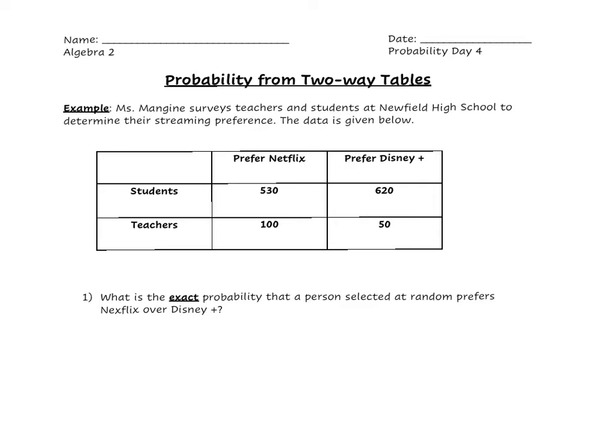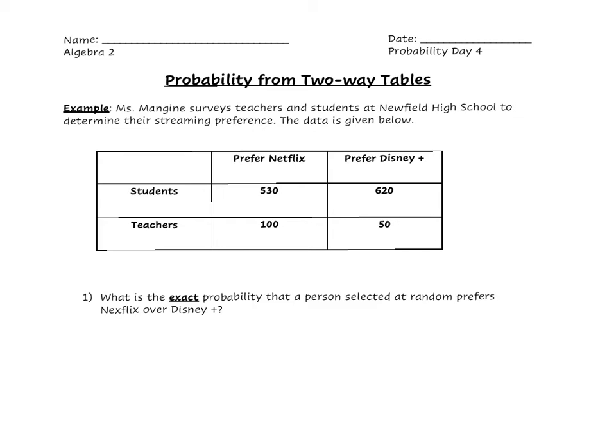So here's an example. Miss Mangine surveys teachers and students at Newfield High School to determine their streaming preference. The data is given below. So here's the two-way table. Let's just analyze it. It looks like 530 students prefer Netflix, 100 teachers prefer Netflix, 620 students prefer Disney Plus, and 50 teachers prefer Disney Plus.